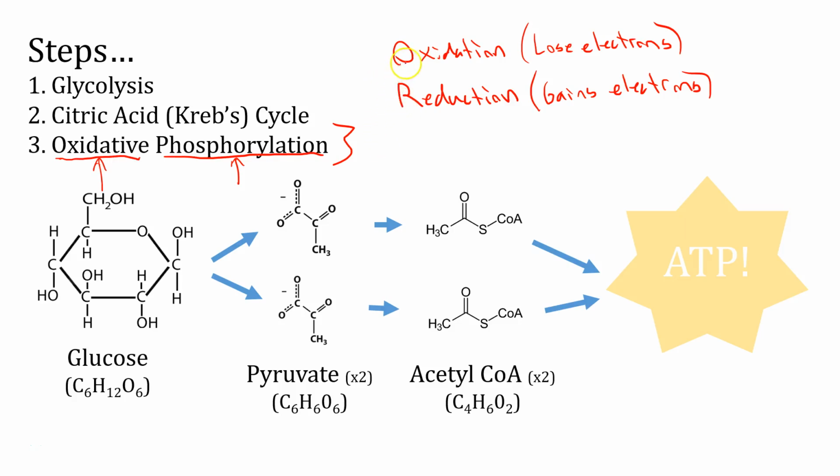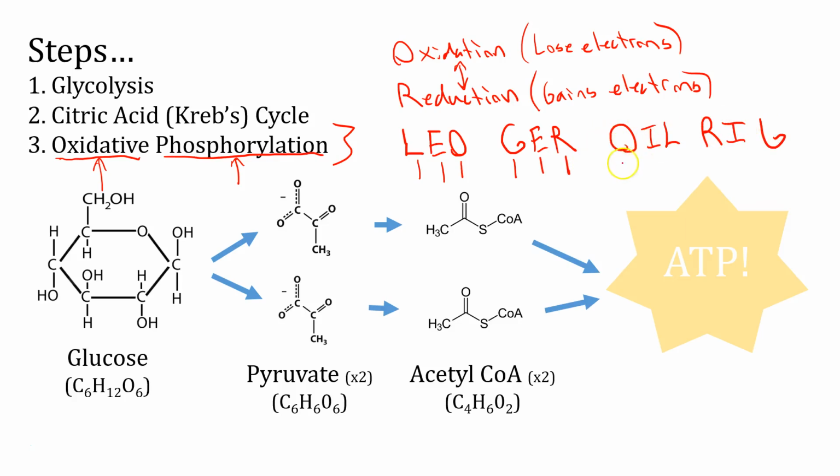One of the ways that I usually remind myself of the difference between oxidation and reduction, and this is something I still use today if I forget, is this little mnemonic. Leo the lion says ger. Okay, Leo says ger. This means loss of electrons equals oxidation, gain of electrons equals reduction. Or if you prefer, you can use oil rig, which stands for oxidation is loss, reduction is gain. Either one of those, but keep in mind what oxidation and reduction are.